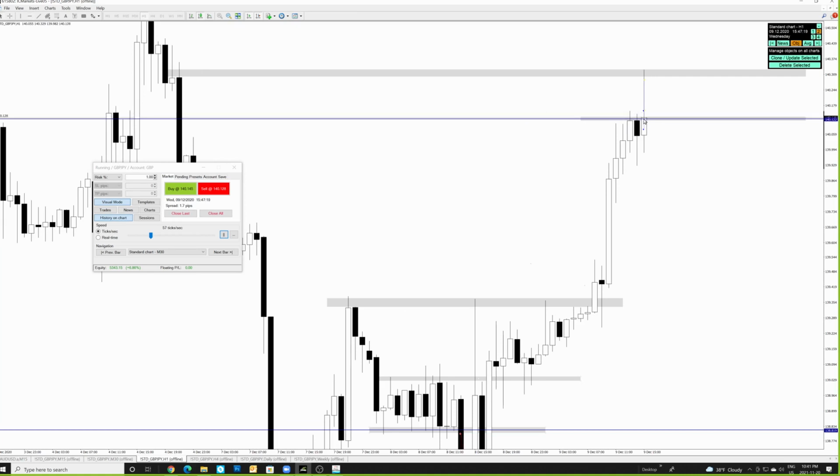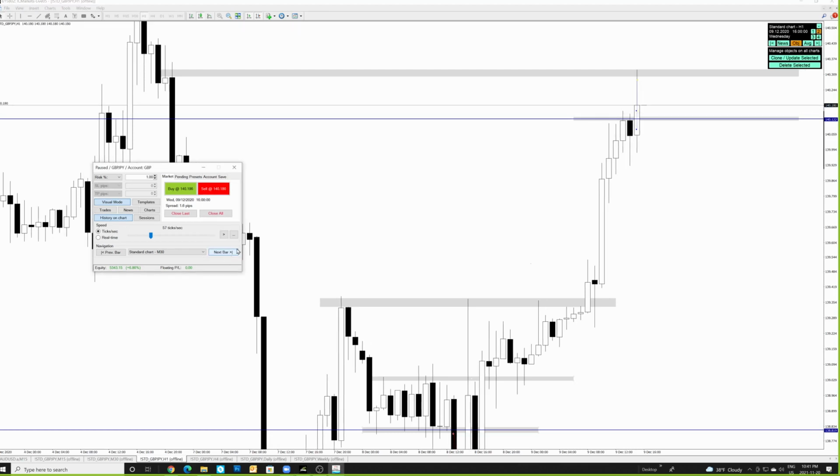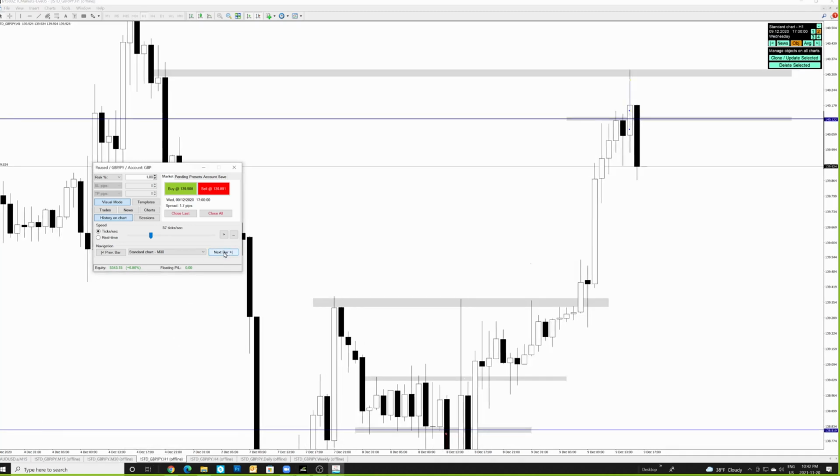So this is our resistance right here. Okay, let's move on to see how this candle is going to close. We closed bullish. We're at rejection. Oh, damn. Coming straight down.